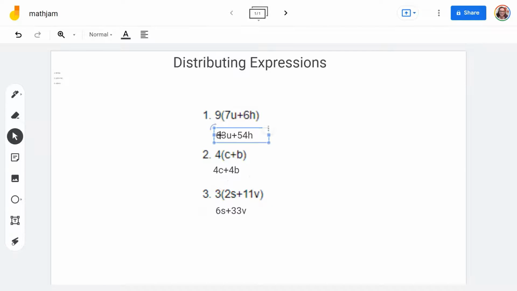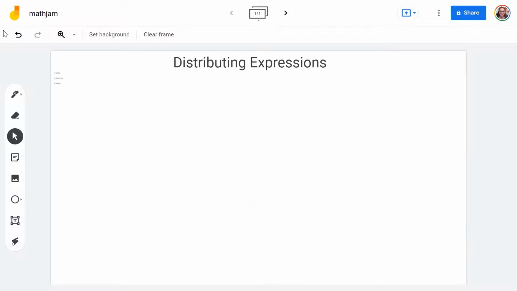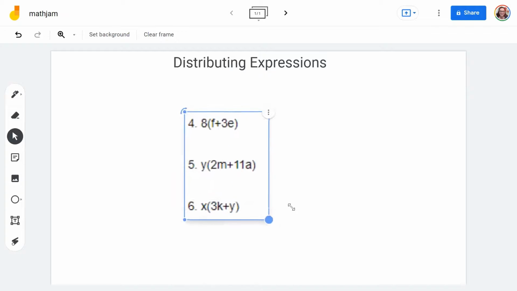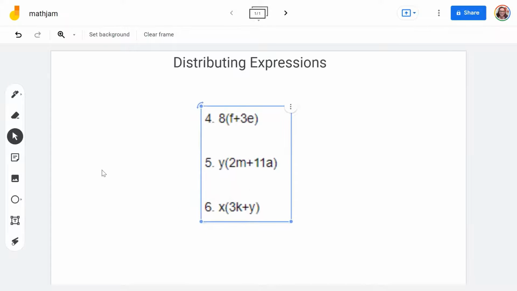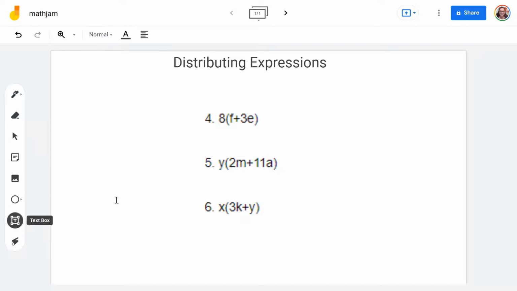All right, let's take a look at a couple more. Okay, so we've got just 3 more here. So this first one, we have 8 times (f plus 3e). So again, we're going to distribute that 8 all the way across through the parentheses.